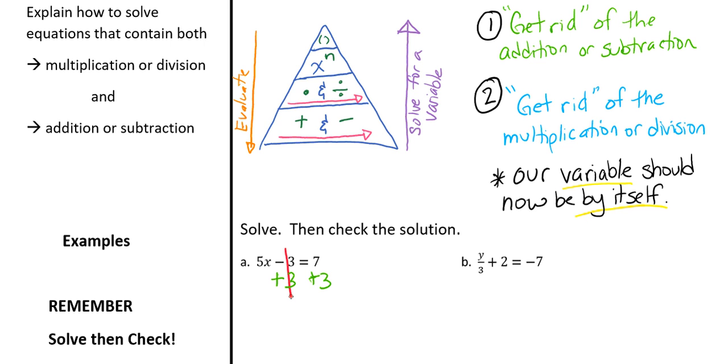So that will go away. And that's going to leave us with 5x. And the 3 is gone now because negative 3 plus 3 is 0. And 7 plus 3 is 10.